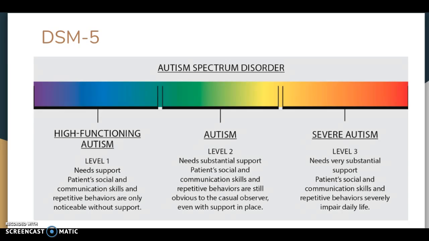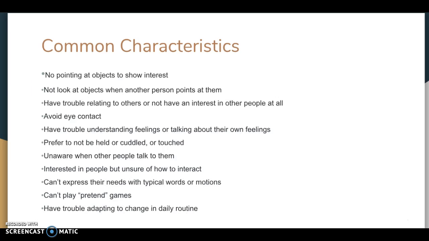So level 1, high functioning, needs support. Patients' social and communication skills and repetitive behaviors are only noticeable without support. Level 2, their social and communication skills and repetitive behaviors are still obvious to the casual observer, even with support in place. Level 3 needs the most support, and basically their challenges with social communication skills and repetitive behaviors severely impair their daily life. So if we can see where someone is at, we can understand how much support they need from us.